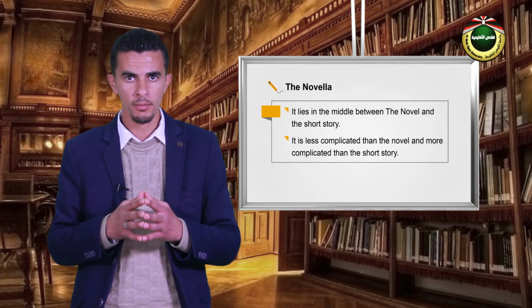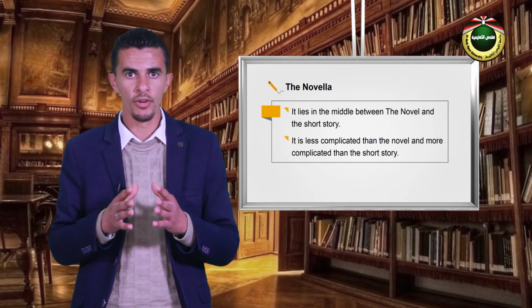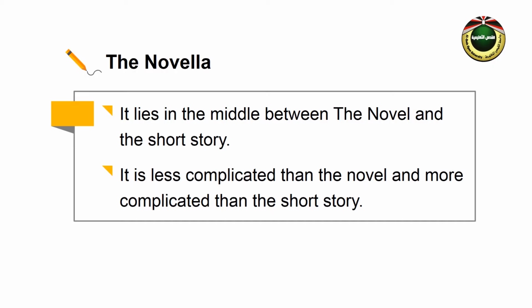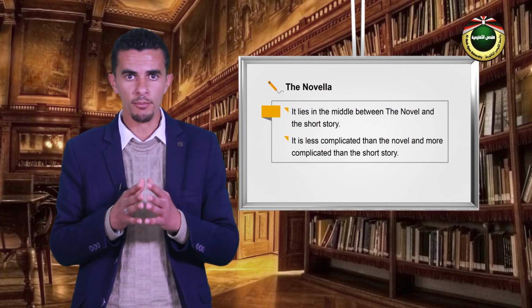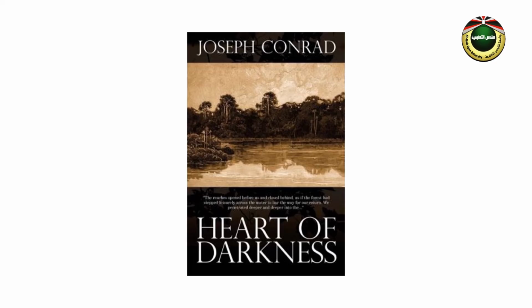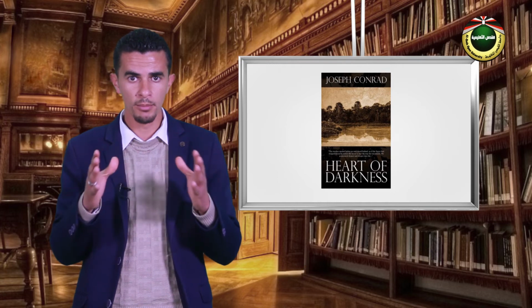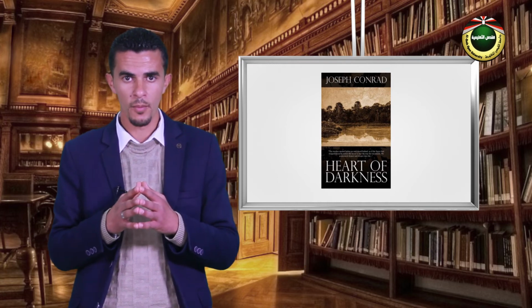The fourth type of short fiction is the novella. It is also called the short novel. It lies in the middle between the novel and the short story. It is less complicated than the novel and more complicated than the short story regarding setting, plot, characters, and conflict. Conrad's Heart of Darkness is a good example of novella.